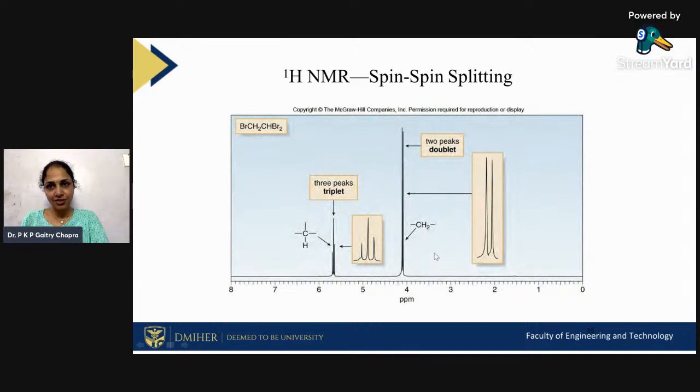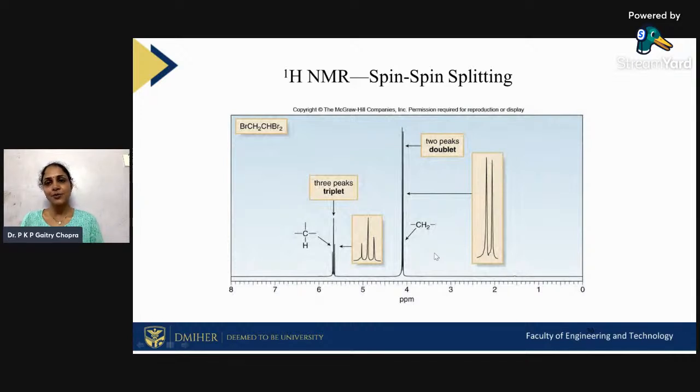So the signal of CH is downfield because it is attached to two electronegative atoms. Second point, it is attached to two equivalent protons which are interacting with this particular proton. So the signal of CH, which we might think should be a singlet, will not be a singlet because it is interacting with the neighboring two H protons. The splitting is given by the formula n plus 1, where n represents the number of equivalent protons.